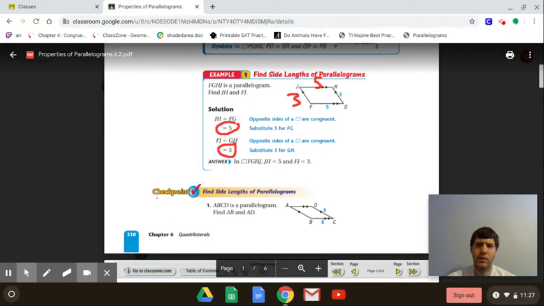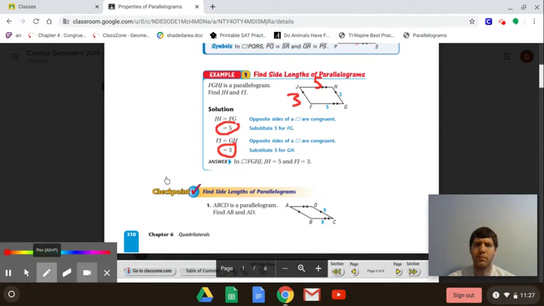Okay, so then we have a little problem here. Quadrilateral ABCD is a parallelogram, and we want to find AB and AD. So we simply take opposite sides and set them equal. So AB is going to be 9, and then AD is going to be 8.